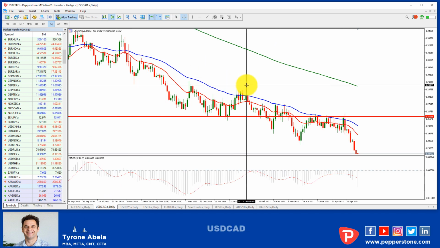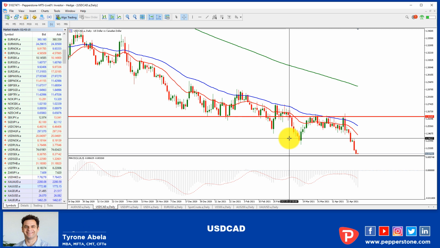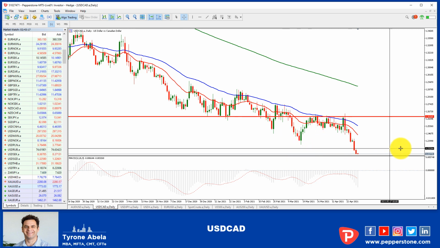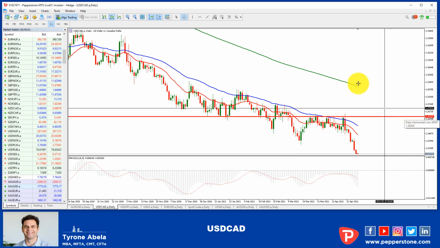We'll go over to the US dollar CAD. This one has broken that key support zone that we were talking about last week. You can see now that it's clearly broken that and it's trying to push lower. It's at 122.75 or 77 at the moment.